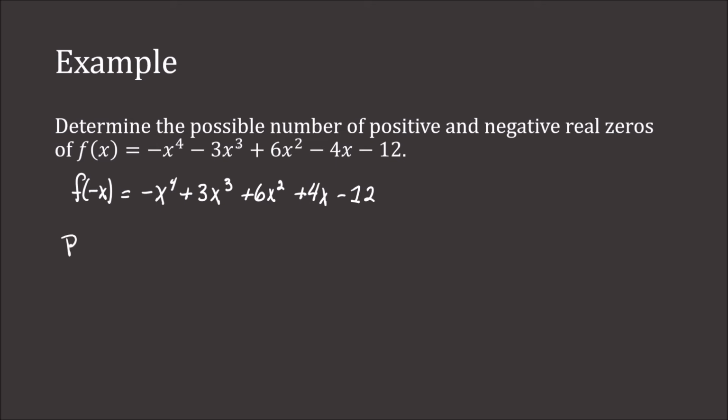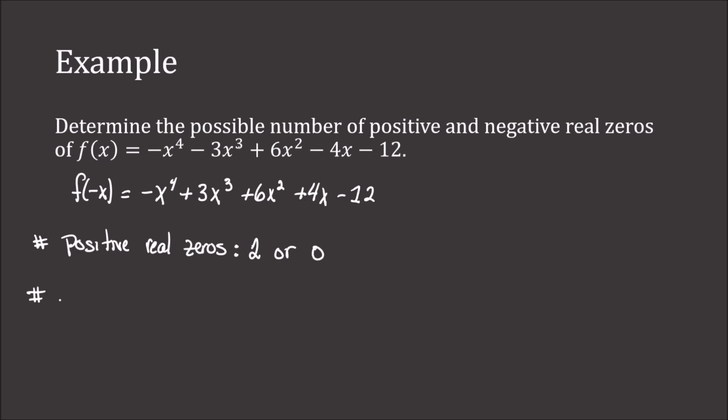So positive real zeros, the number of, is the number of sign changes of f of x. So we have negative, negative is not a sign change, positive is a sign change, back to negative is a sign change, and then negative is not. So there are two sign changes. So it's either going to be 2 or less than 2 by an even integer. So 2 minus 2 is 0. And we can't go any lower than 0. So we have 2 or no positive real zeros.